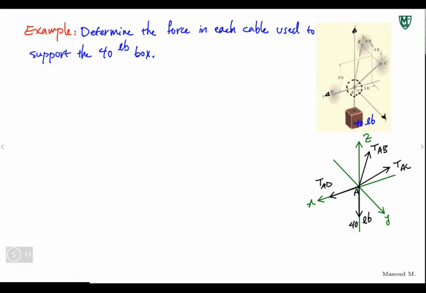Now, let's see what points we have. We're looking for TAB, TAC, and TAD, the components in different directions for these 3 forces. Let's say I want to start with TAB. I need to know the coordinates for point A and point B, so I can form the unit vector and use that unit vector to find the components of force along this direction. So what is the coordinate of point A? Can someone tell me in the X, Y, Z coordinate system that we have?